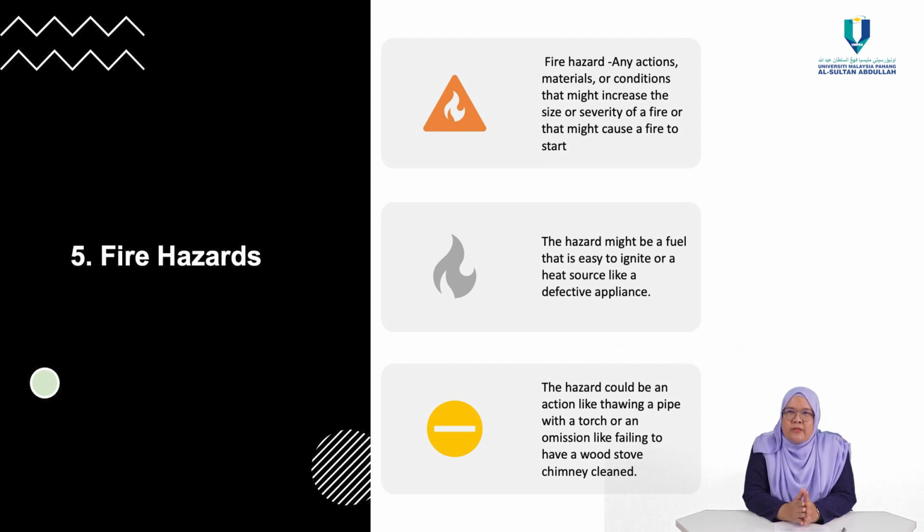So, as I mentioned in the slide, a fire hazard is any action, material, or condition that might increase the size or severity of a fire. The hazard might be from a fuel that is easy to ignite or a heat source like a defective appliance. A fire hazard could be an action like thawing a pipe with a torch, or an omission like failing to have a wood stove chimney cleaned.